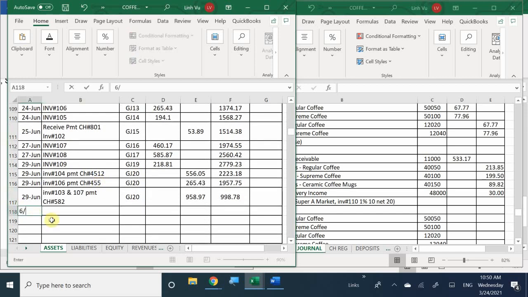So it is now 6:30. Accounts receivable for invoice number 110. General Journal 21. And we're increasing it by a total of the 533.17. So what is my new ending balance? 1521.95. Perfect. Okay.